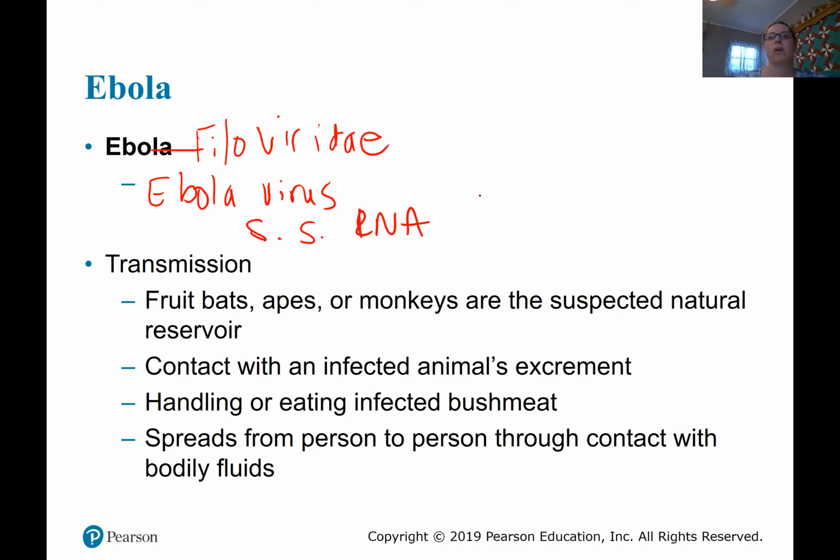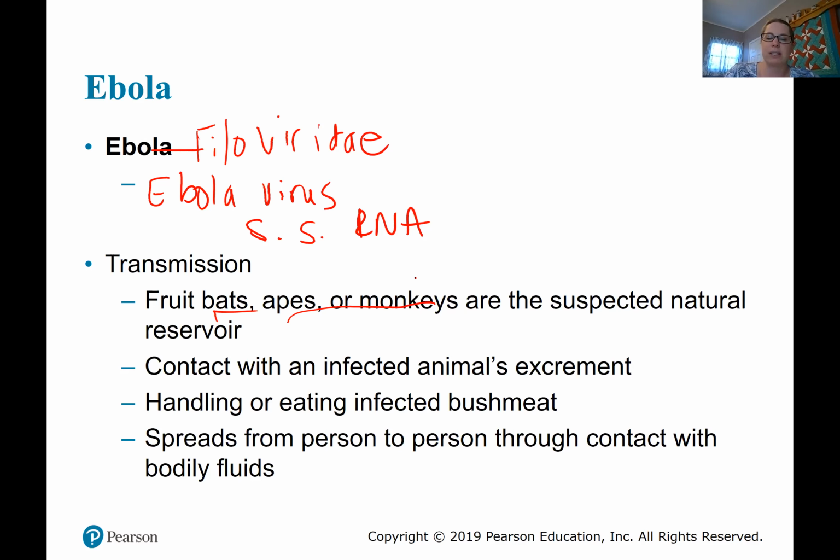Remember, viruses have very unique genetic makeup as far as DNA or RNA, and it could be single-stranded or double-stranded DNA or RNA. Ebola can be transmitted by fruit bats, other primates. Those are suspected to be their natural reservoir where the virus normally hangs out.